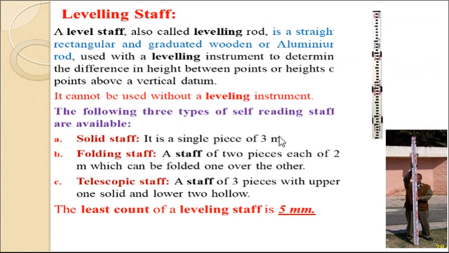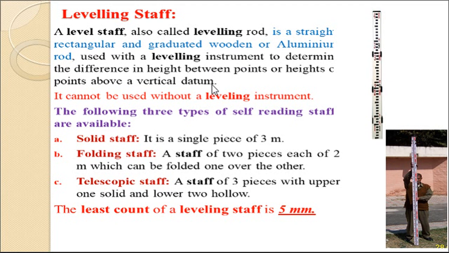And next one is the leveling staff that is necessary for leveling with the leveling instrument. The level staff is also known as a leveling rod. It is a straight rectangular and graduated wooden or aluminum rod. The material may be wooden or aluminum. It is a straight rectangular shaped graduated rod.